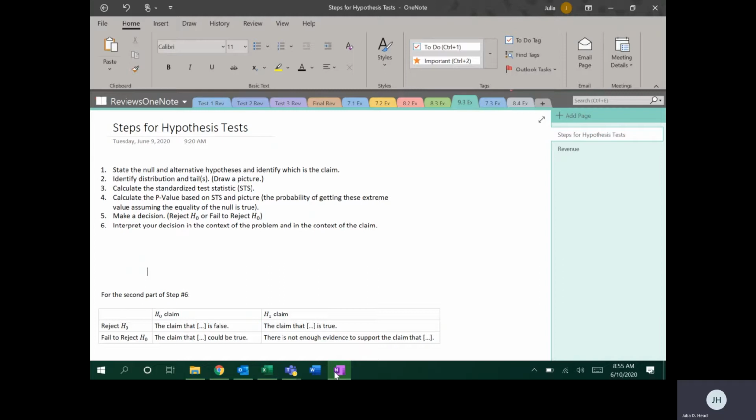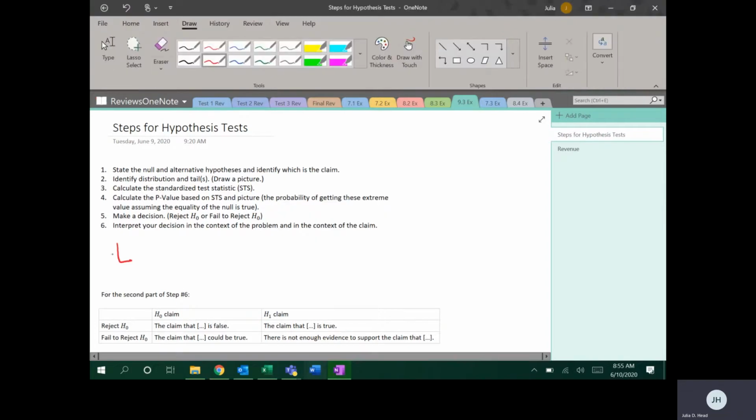You still need to know your formula for the test statistic. It is very similar to the one that we did for 8.3 for means. Instead of x bar, it's now d bar. Instead of mu, it's now mu d. Instead of s, it's now sd. And we still divide by the square root of n.